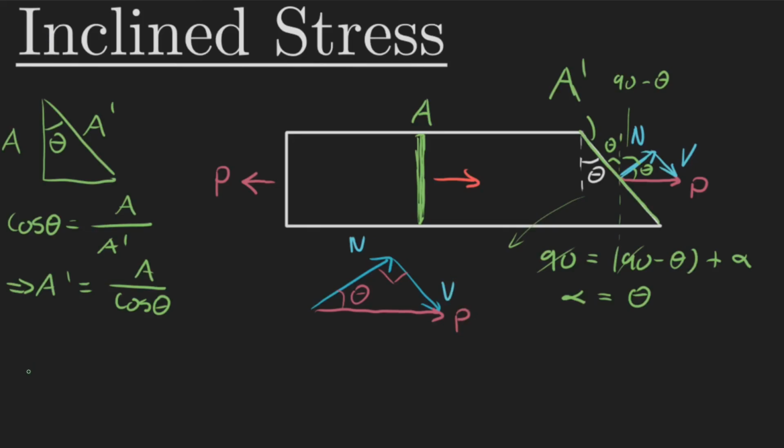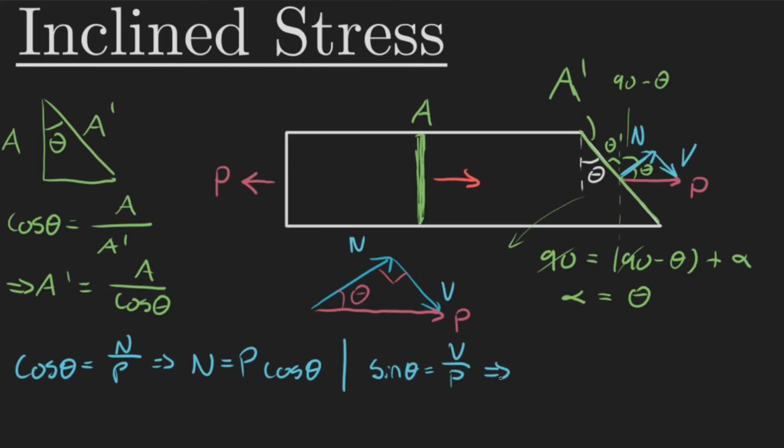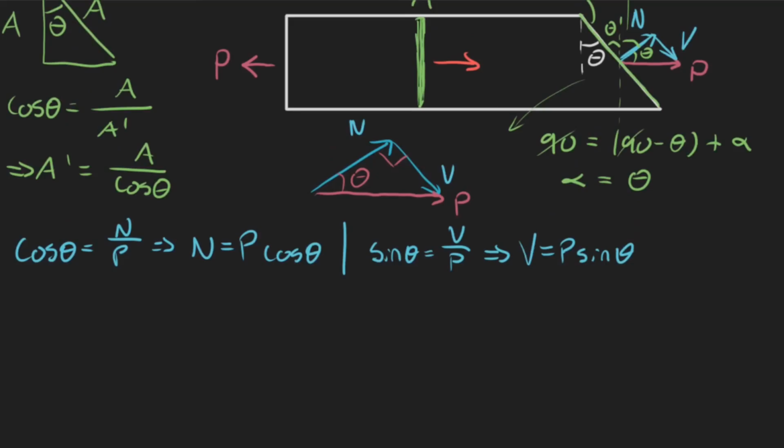So we can say that the cosine of theta has to equal adjacent over hypotenuse, which is the normal force over P. And therefore our normal force is P cosine theta. Then we can also say that our sine of theta has to equal opposite over hypotenuse, which is shear over the load. And therefore our shear force has to equal P times the sine of theta. And now I can go ahead and get my normal and shear stress real quick.